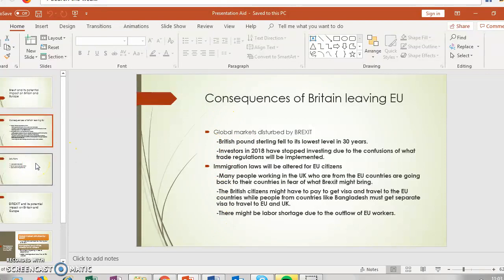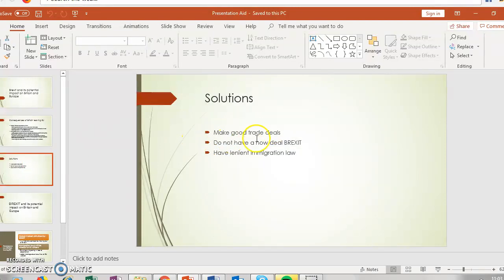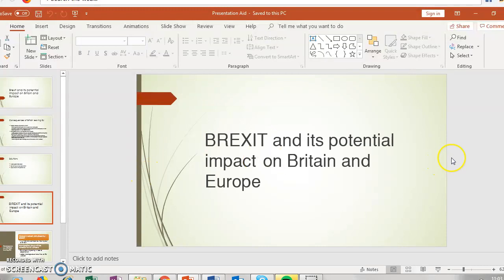Let's move on to the solutions slide. Now this has three concise solutions which should have more explanation to it. This looks very empty. More information can be added to the slide. So now let's move on to my corrections.